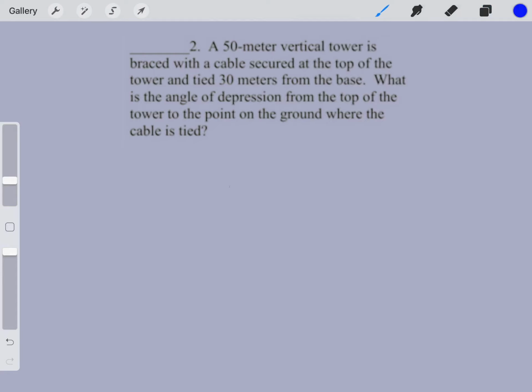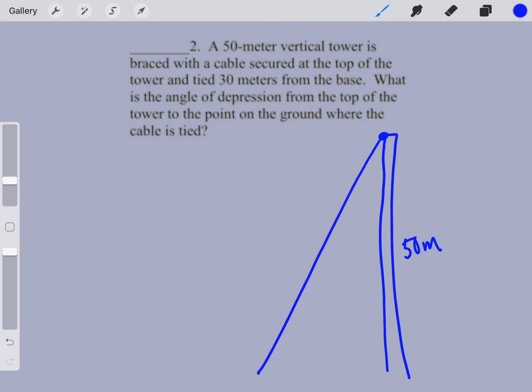So we have a cable that's 30 meters long and a vertical tower that's 50 meters tall. So here's my drawing of my tower. It's 50 meters long and it has a cable tied to the top. Here's where it's going to be tied to the ground, and that cable is 30 meters from the base.